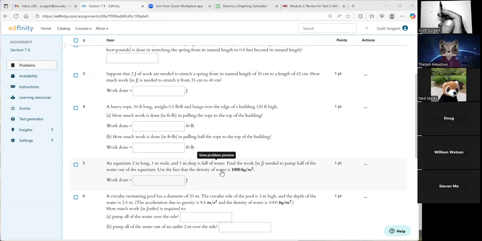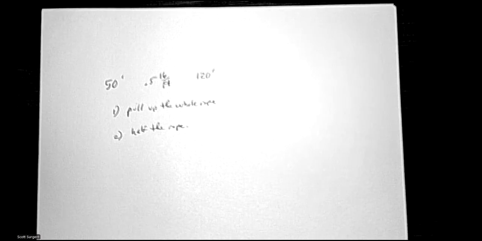So, all right. Let me see. We want to pull the entire rope up. And the second question is half the rope. All right, so I'm going to stop the share. Give me a second here.